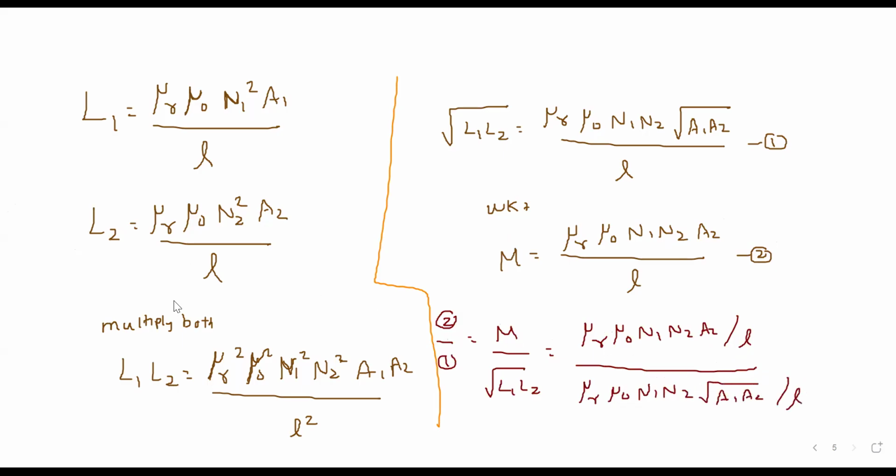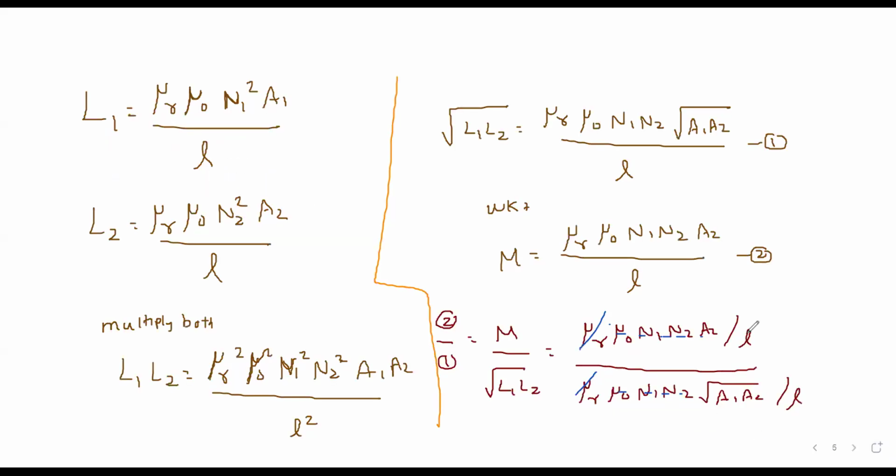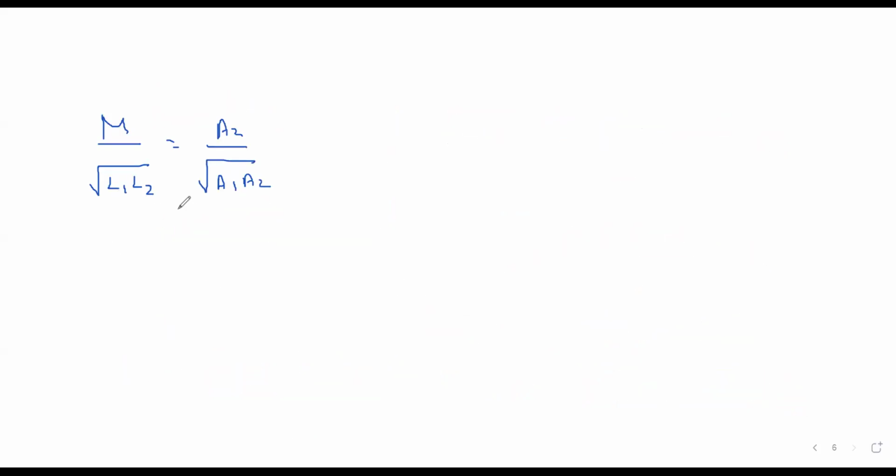L will cancel, mu R will cancel, mu naught will cancel. Everything will be cancelled. Then what do we get? M by root of L1 L2 equal to A2 by root of A1 A2. Look carefully, everything is cancelled. Only A2 is there and root of A1 A2 is there. If you cancel, root A2 remains. Correct? M by root of L1 L2 equal to root A2 by root A1.